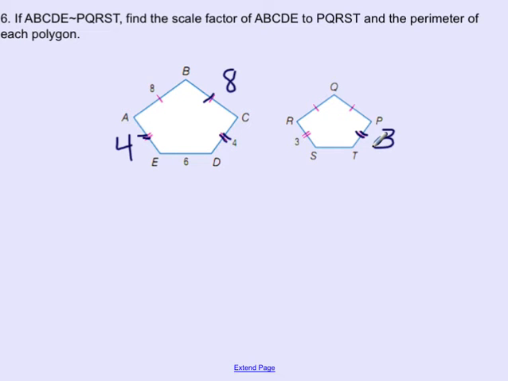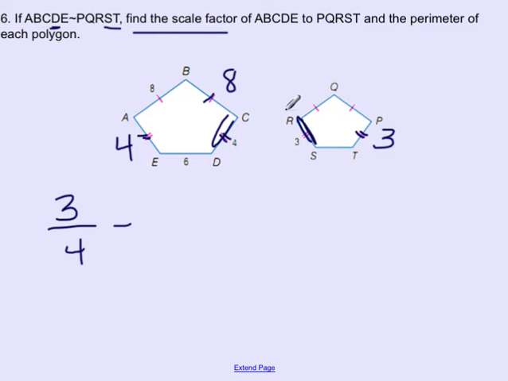So what I notice now is that CD is going to be congruent to RS. Well, I know RS and I know CD. So my scale factor is 3 over 4. So that answers that question. My scale factor is 3 over 4. Now I need to use that to find the perimeter.